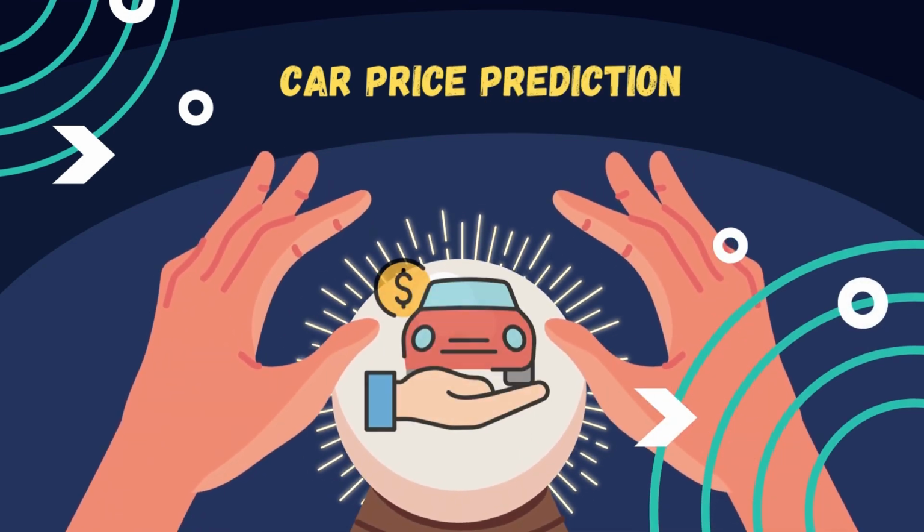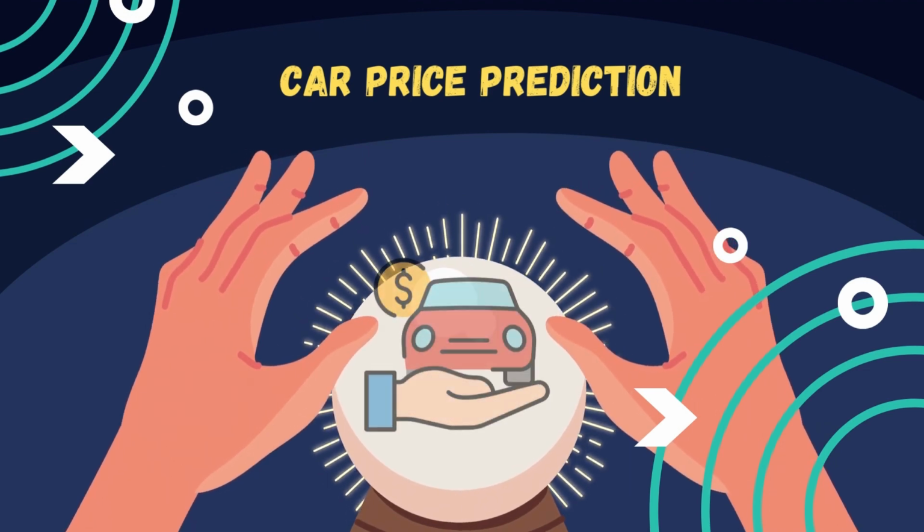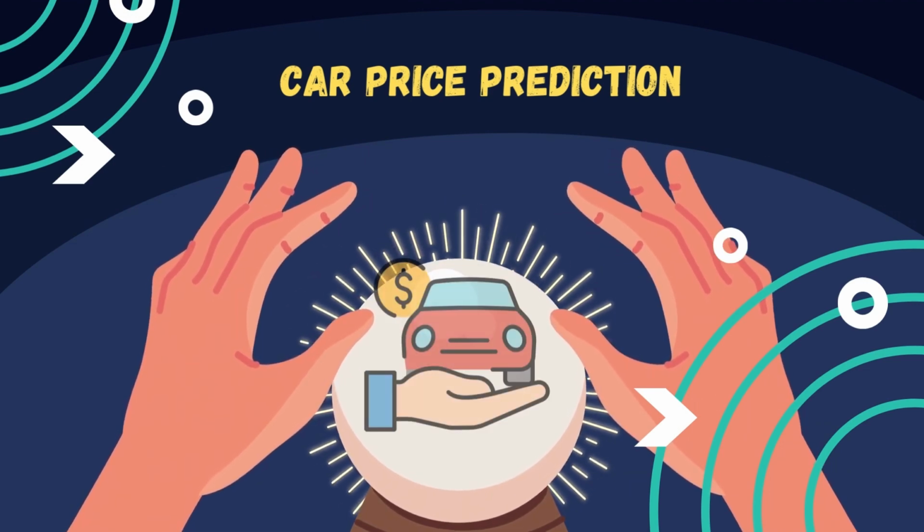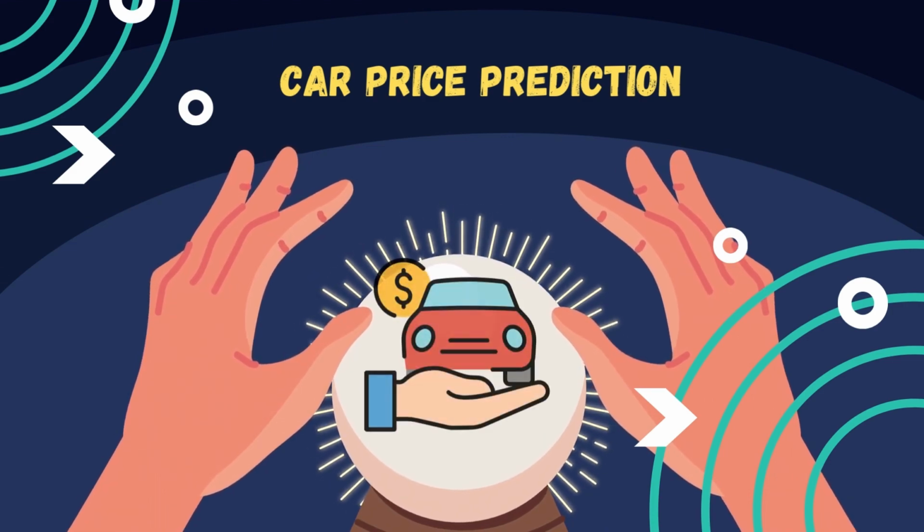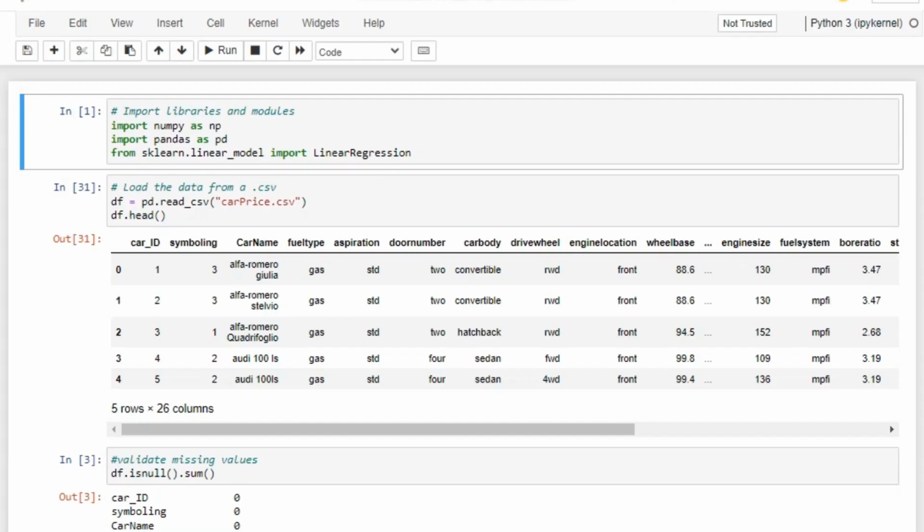In today's lecture, we are going to learn how we can predict a car price using a machine learning model. So without wasting our time, let's start and let's go to our Jupyter Notebook. Okay, so this is our notebook. I will provide the link of this notebook and dataset in our description. You can go and download from there.